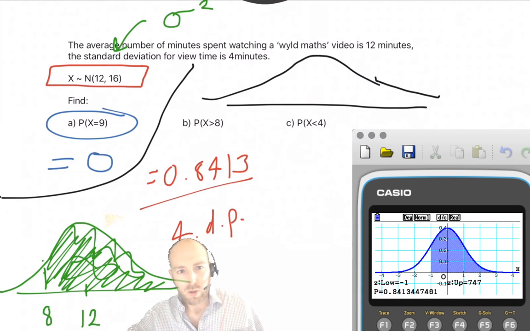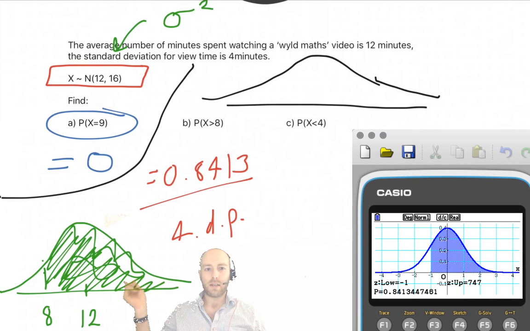Reason being, that's what the old school statistical tables used to go to before we had graphical calculators. So yeah, 4 decimal places for all the normal distribution stuff. Okay, I'll do the next one and then I'll show you how this works on the ClassWiz.